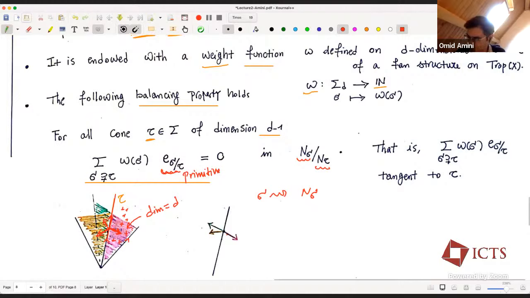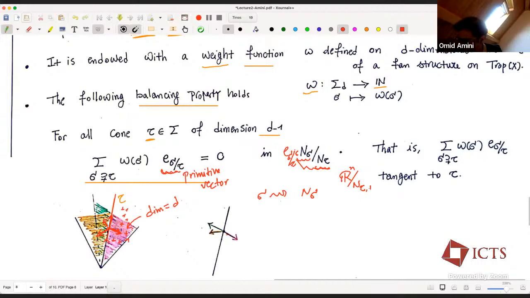It's a relative notion. So this is a primitive vector for sigma relative to tau. So that's why it lives inside n sigma over n tau. E sigma tau is inside here. And this equation is happening inside the full space, which is Rn, related to the vector space generated by R.